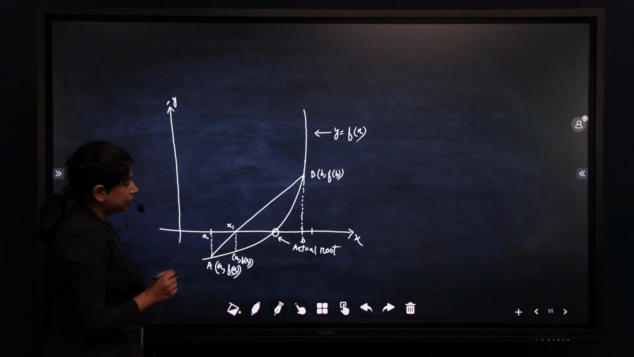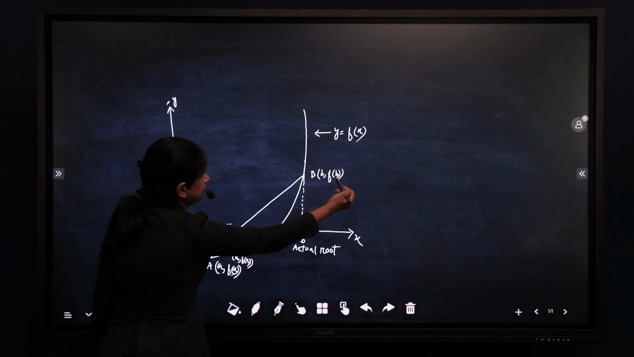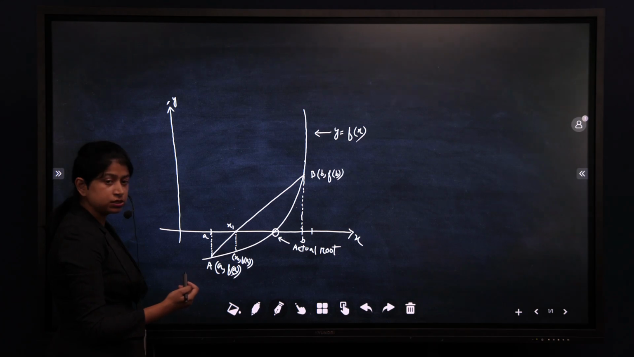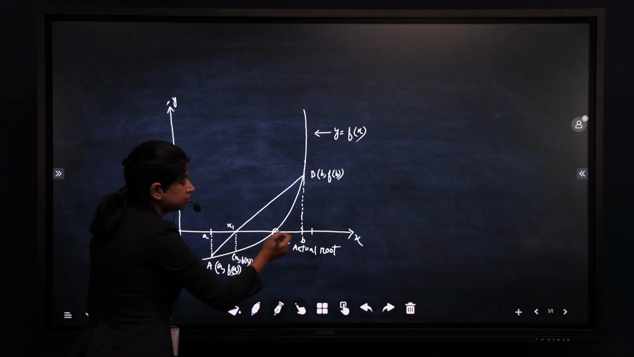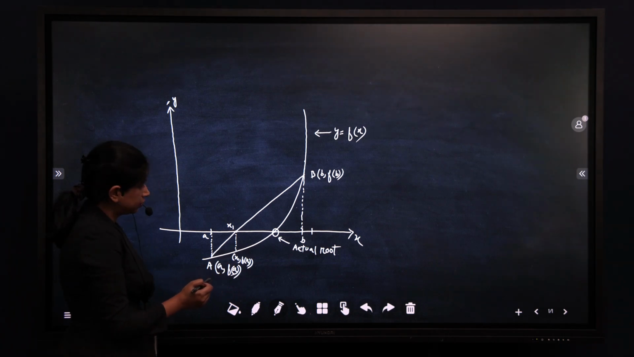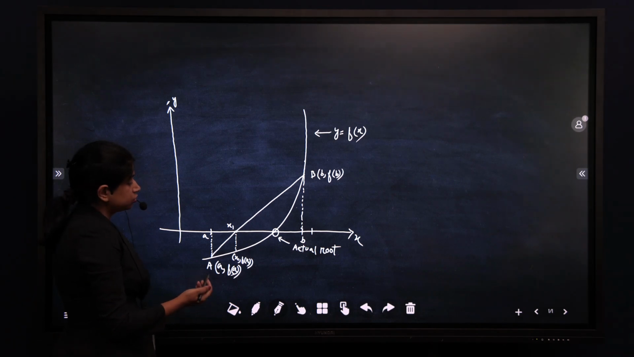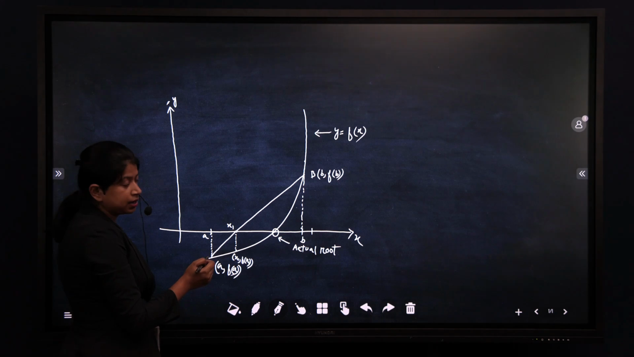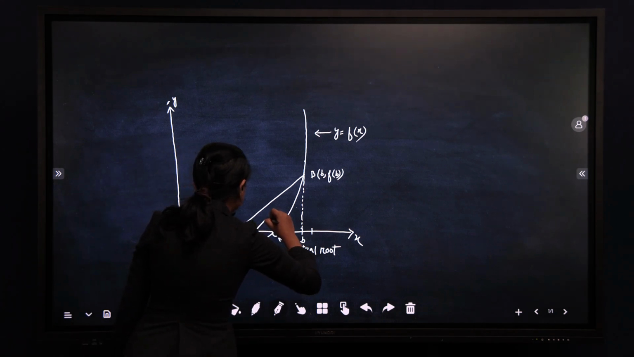Now look at this f(x1). This is negative and f(b) is positive. So by the intermediate value theorem, we know that the root will lie between x1 and b. So how will we get the next approximation? We need to join this f(x1) with this f(b) again. So let us join f(x1) with f(b).